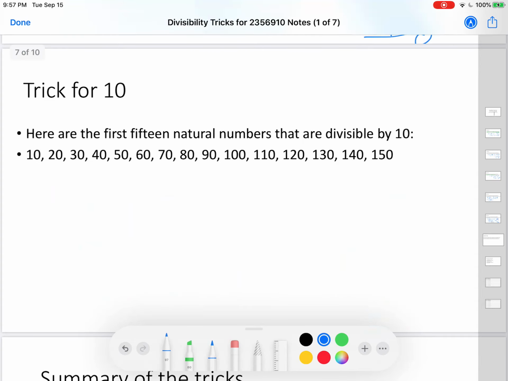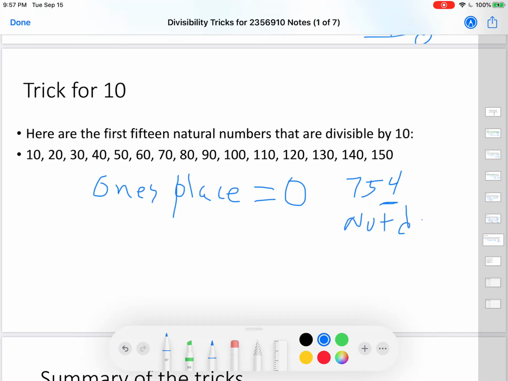All right, next one. First 15 natural numbers which are divisible by 10. Well, what's the ones place? It's always a 0. So that's the rule for being divisible by 10. The ones place is always 0. And if that's the case, then it is divisible by 10. 754. The ones place is 4, so it's not divisible by 10.